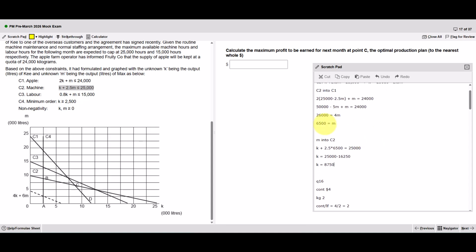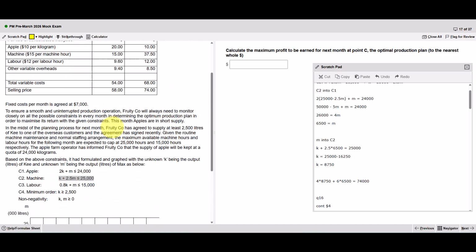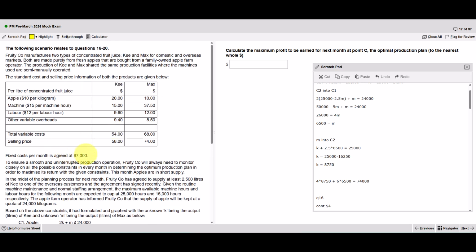So I now know how many M's and how many K's are in the optimum production plan. And so we now use the ISO contribution line because we get a contribution of 4 for every K we make, a contribution of 6 for every M we make. So we get 4 for every K and there's 8,750 of those, 6 for every M and there's 6,500 of those. So that's 74,000 contribution. Be very careful because we do have some fixed costs and we're looking for profit, not contribution. So the answer is 67,000.